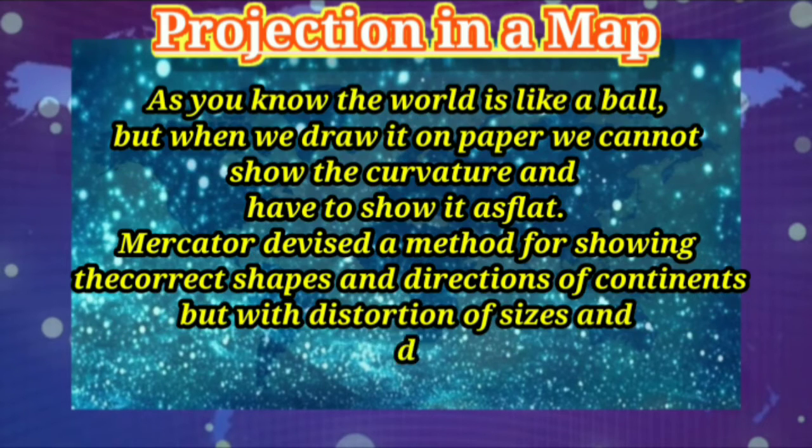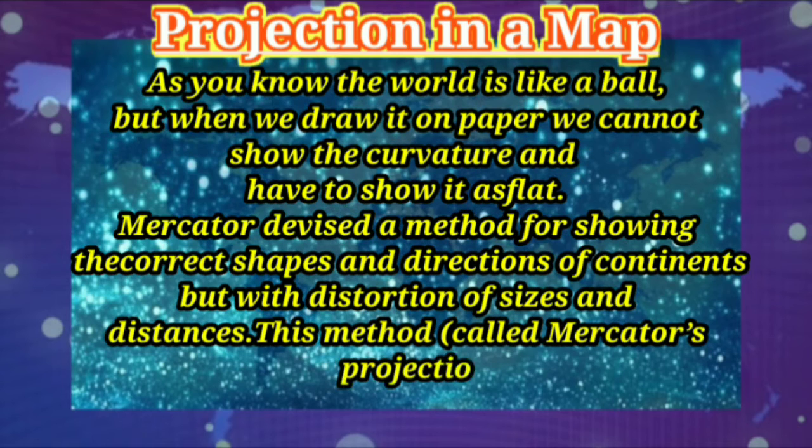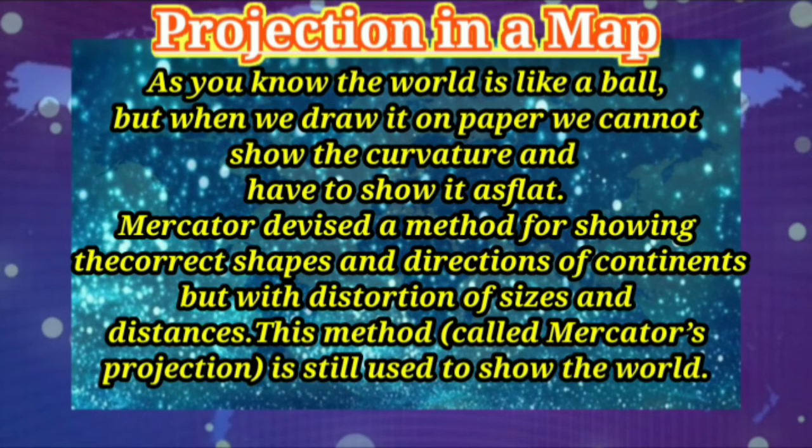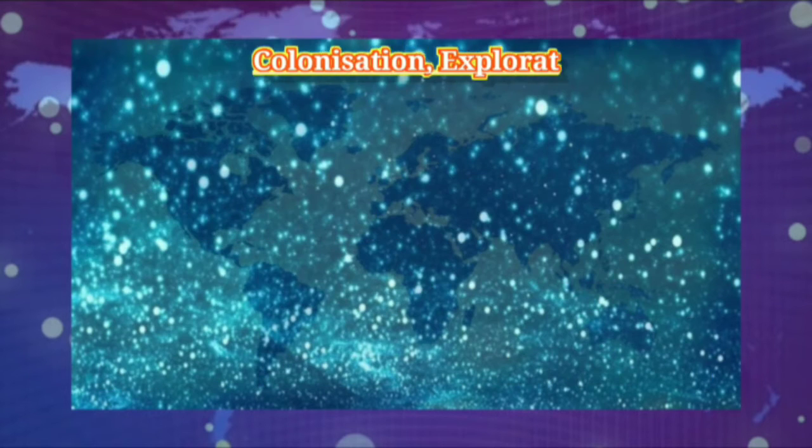Mercator devised a method for showing the correct shapes and directions of continents, but with distortion of sizes and distances. This method, called Mercator's projection, is still used to show the world. World map by Gerardus Mercator in the 16th century.